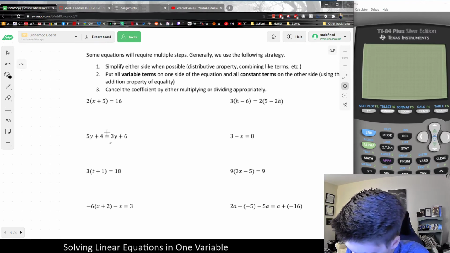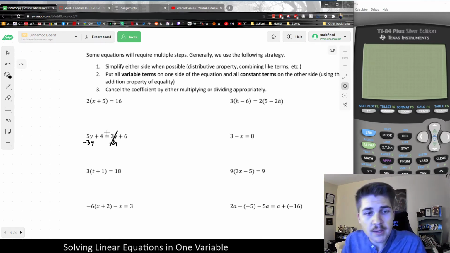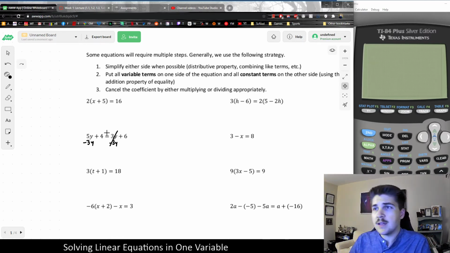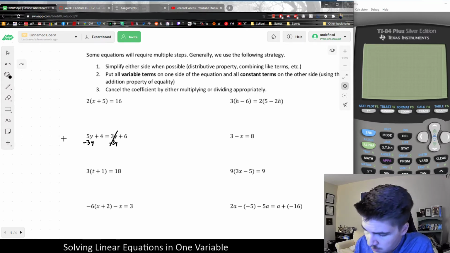But basically, if I were to subtract 3y from both sides, 3y minus 3y would make 0, because anything subtracted from itself cancels, because they're additive inverses. And on the left-hand side, we have 5y minus 3y, and since those are like terms, they would combine, and we'd subtract the coefficients in this case. 5 minus 3 would leave me with 2y.